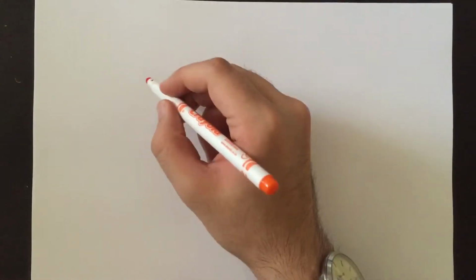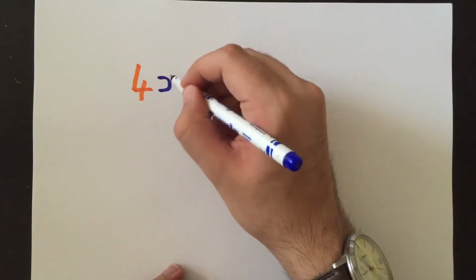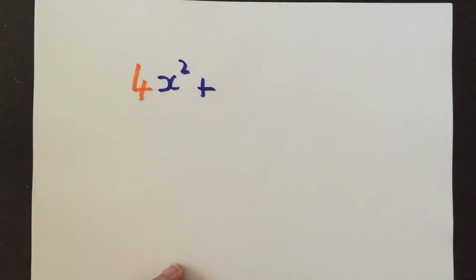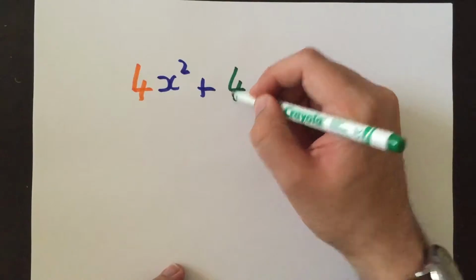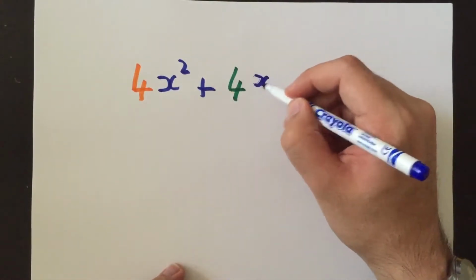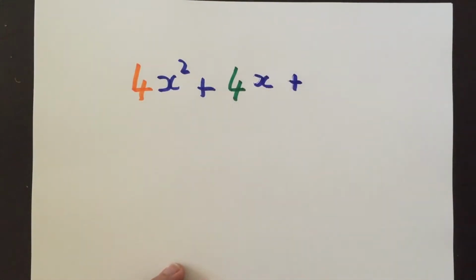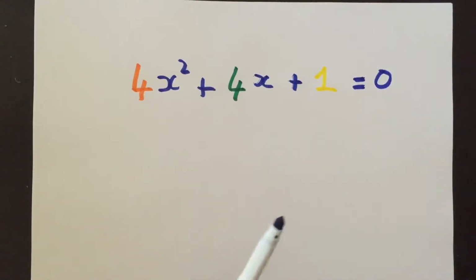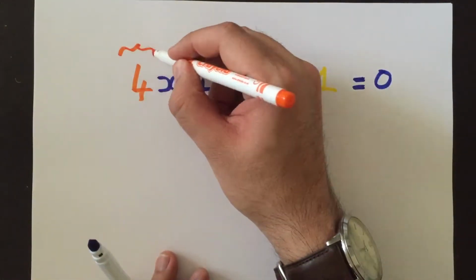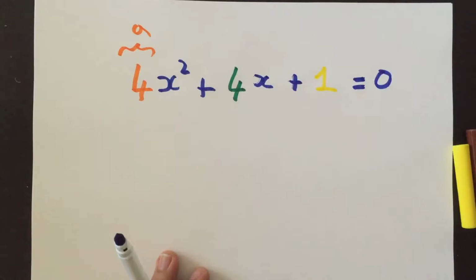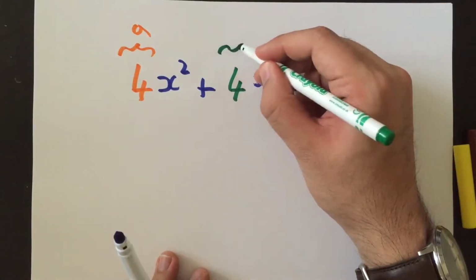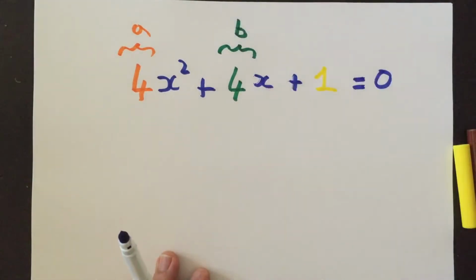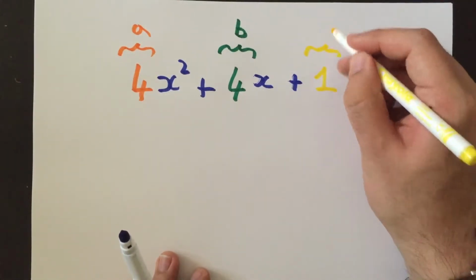Okay, so in this video, we're going to solve the equation x squared plus 4x plus 1 equals 0. So it's a second order equation. Again, this guy is a, very often we call this one b, and the last one is c.